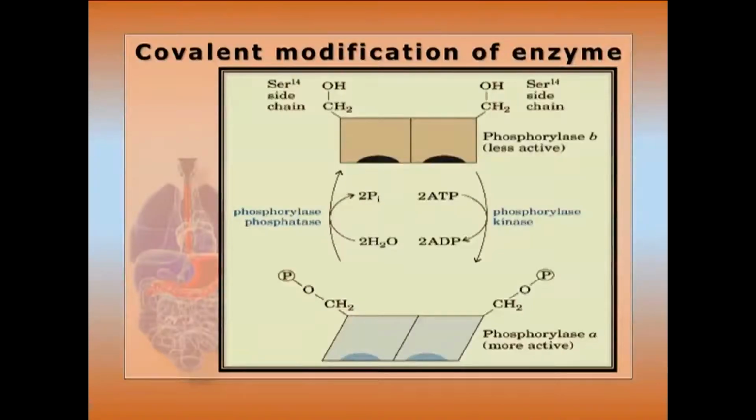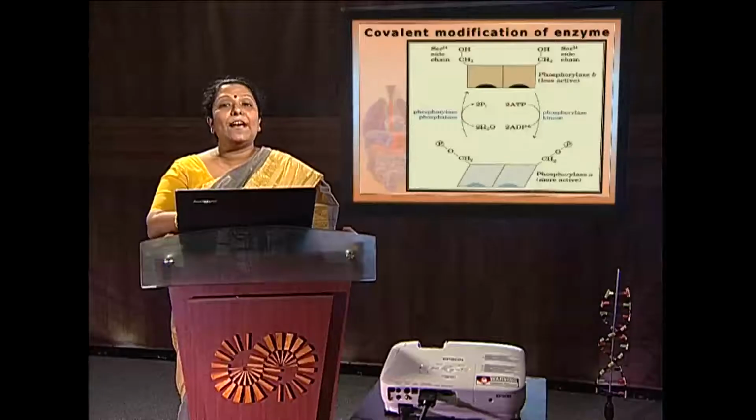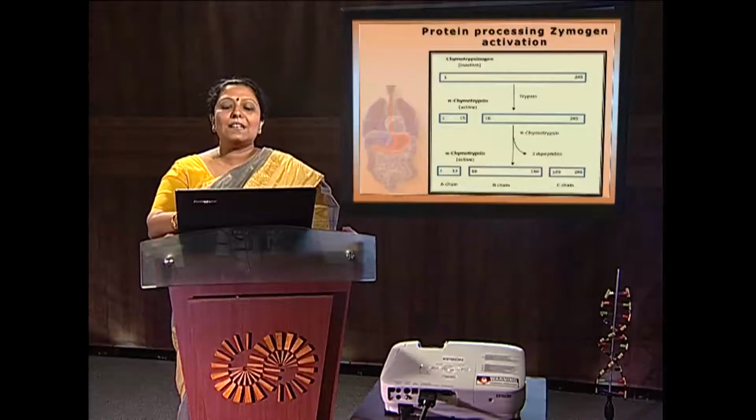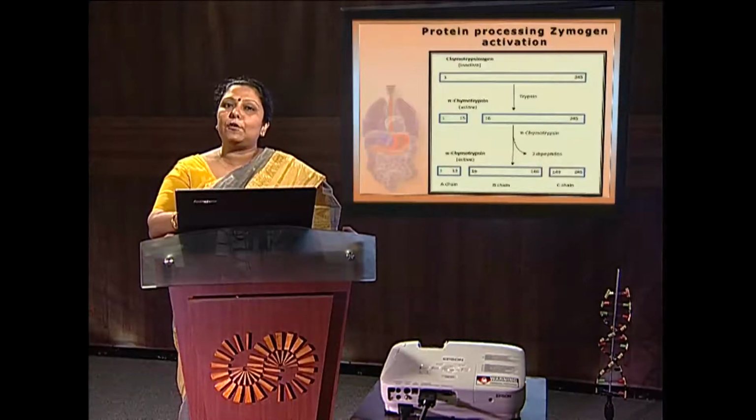With the help of kinase, it can be converted to phosphorylase a having a phosphorylated group. Those phosphate groups can be removed once again by phosphatase according to the signal cascade. In this way, glycogen phosphorylase can control glycogen synthesis or glycogen breakdown by covalent modification by kinases and phosphatases. Protein processing, or zymogen activation by covalent modulation.